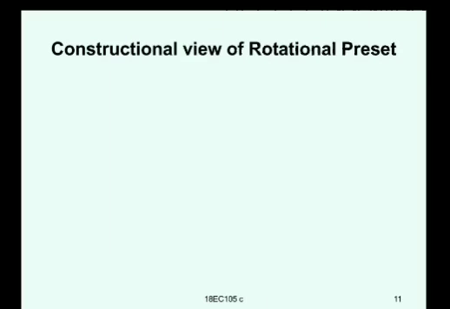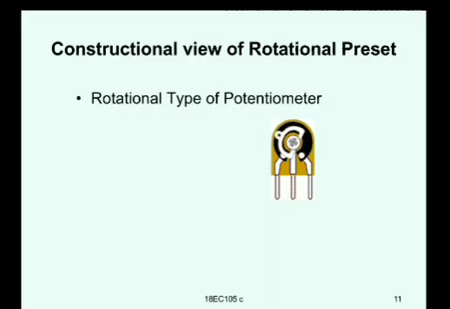Let us further see the construction of a rotational preset. The rotational type of potentiometer or presets on the PCBs will be used. So they are generally meant for the service control or the one-time adjustment at the production point. They are called as preset. So rotational type of potentiometer, in the figure you can see, which is called as a preset.